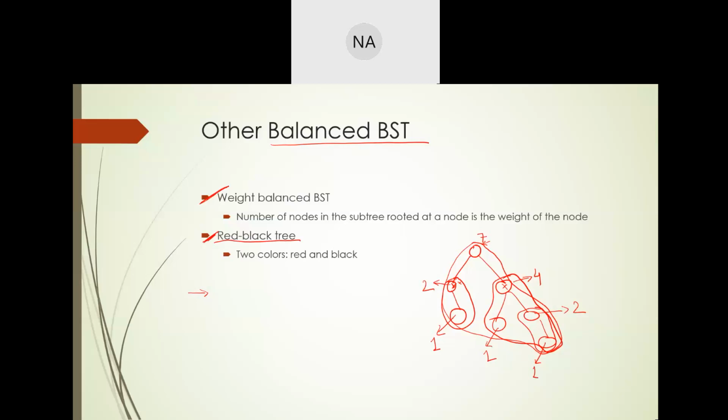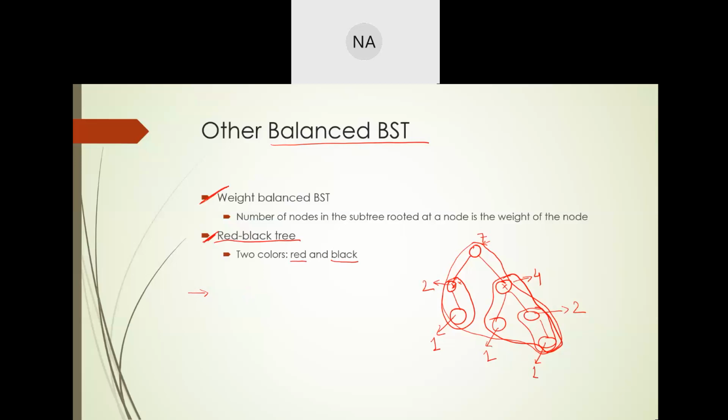So what we do is define two colors, red and black. A node can be red or black, right? So only two colors are possible. Each node must be colored, and only two colors are possible. A node will be a red color node or a black color node.